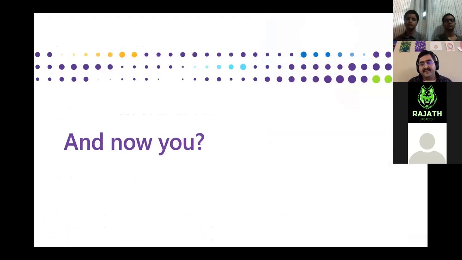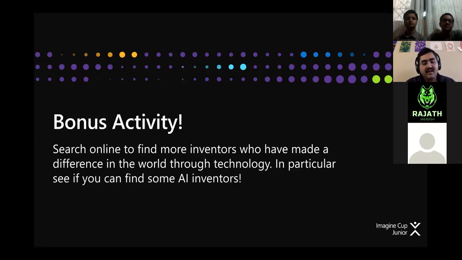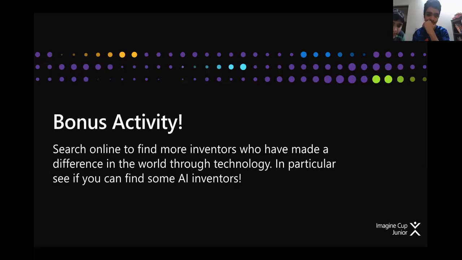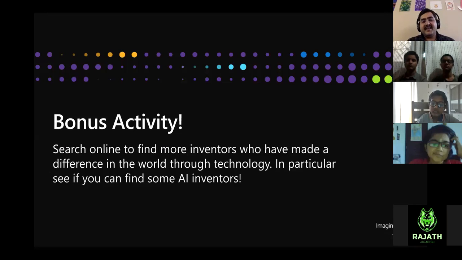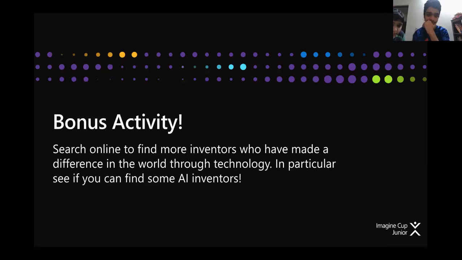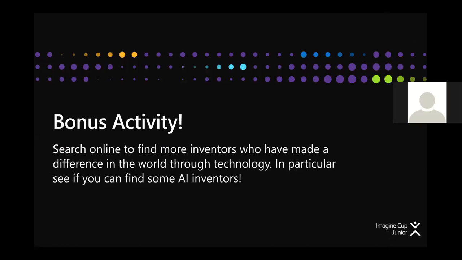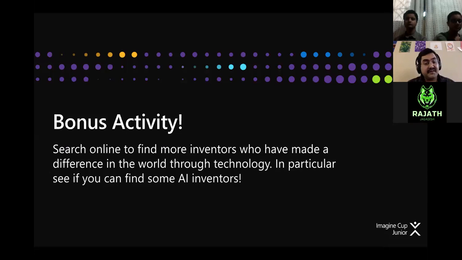And now Microsoft is looking for people like you to come ahead and solve some cool real world problems. So, bonus activity here. Go ahead and search for more inventors who have made a difference in the world through technology. In particular, try to find some artificial intelligence inventors. That will give you a really good idea about what sort of ideas people are having and what sort of problems they are solving, and also will give you some idea about the field itself. This is an activity that you are supposed to submit by the time we have our next session. So go ahead and find a couple of AI inventors and see if you like their ideas.